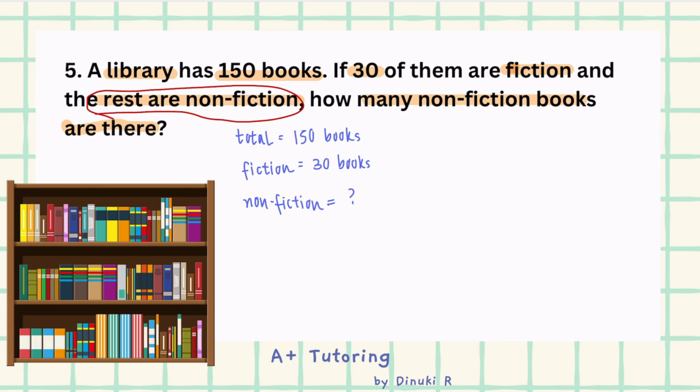So if that's the case, what do we need to do? Simple subtraction, which is 150 take away 30. 0 take away 0 is 0, 5 take away 3 is 2, and you just bring the 1 down. So what's our answer? Equals 120 books. Cool.